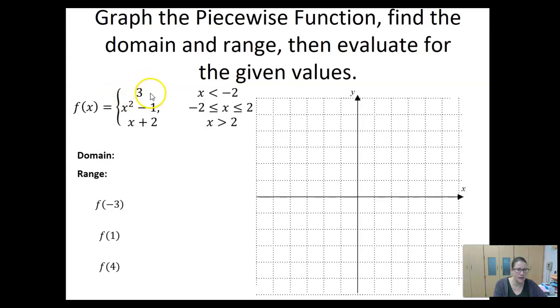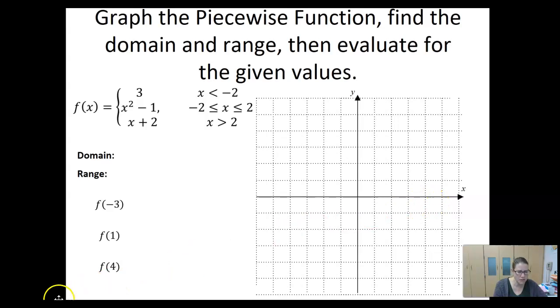It's going to be f of x equals 3, or y equals 3, when x is less than -2. It's going to be x squared minus 1 when x is between -2 and 2. And it's going to be x plus 2 when x is greater than 2. Okay? So we need to be able to look at these functions and graph all of them, but we only want to graph certain intervals of them on the x-axis.